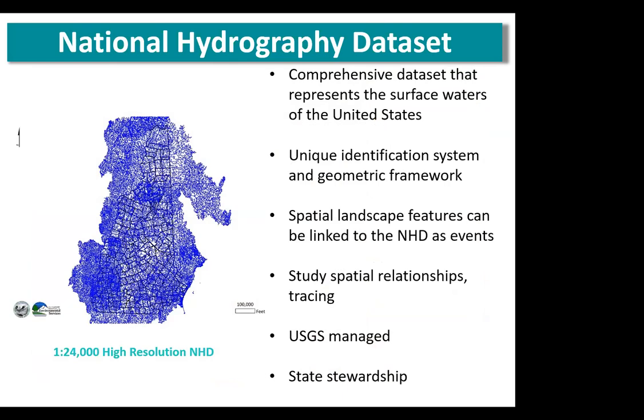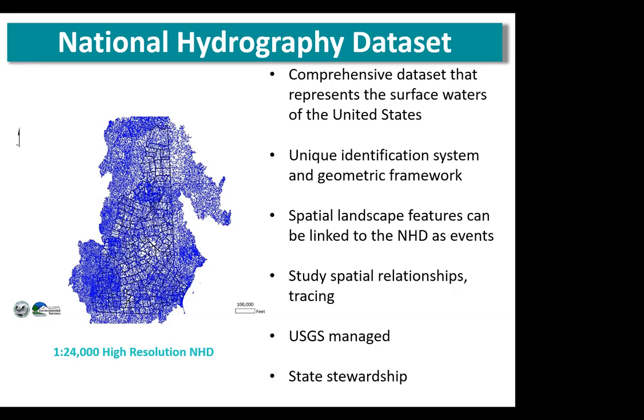situation. We are also the stewards of the National Hydrography Dataset, which is the national official geographic information system representation of the streams, as well as other water bodies like lakes and so on in the United States. But our focus is on stream networks. A representation of New Hampshire's blue line stream network is in the image on the left. It provides a unique identification system and geometric framework, so we can place features on this network as events.